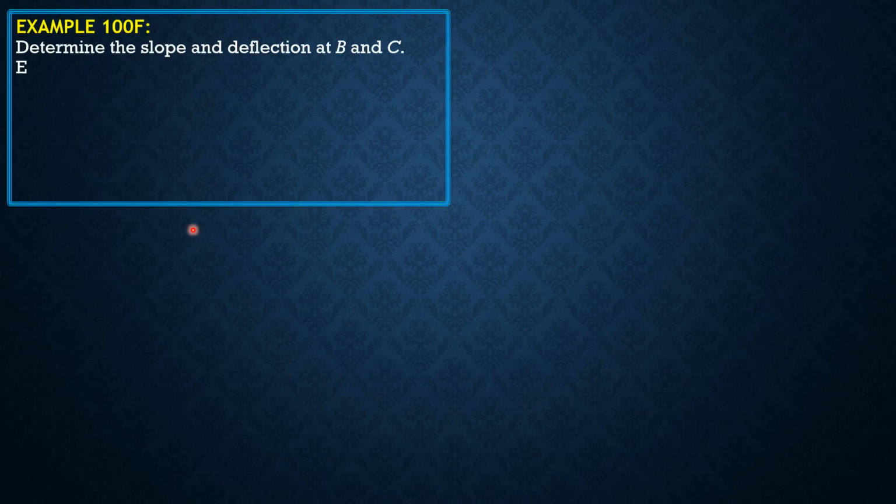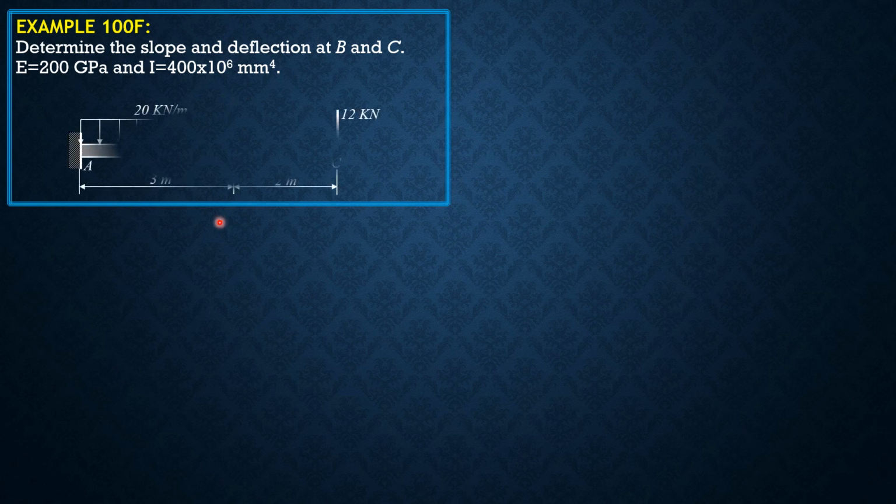Determine the slope and deflection at B and C. E is 200 gigapascals and I is 400 times 10 to the 6 mm to the fourth. Still, we solve this by the double integration method. So first, let's solve for the reaction at A.